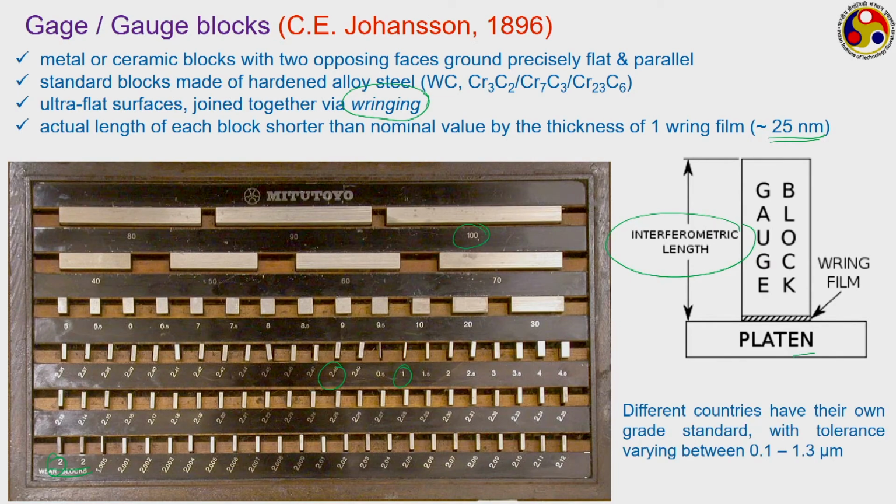Each country has its own standards. The blocks can have different kinds of categories, like very commonly you will find categories such as AA category, A category, B category, etc. AA being the most precise one with an extremely small level of error, something in the range of 0.01 micron or even less, whereas A or B have slightly larger uncertainty, but typically the tolerance value varies between 0.01 to 1.3 micron across different countries.